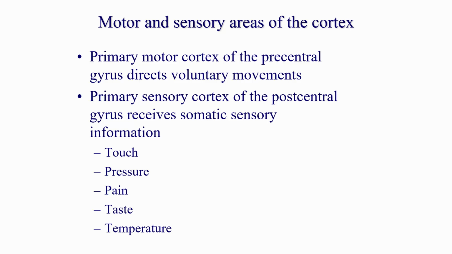Now looking at motor and sensory areas of the cortex, the primary motor cortex of the precentral gyrus directs voluntary movements. Okay, so precentral gyrus, motor. The primary sensory cortex of the postcentral gyrus receives somatic sensory information, such as touch, pressure, pain, taste, temperature, vibration, things like that. And so you want to think of the postcentral gyrus as sensory.